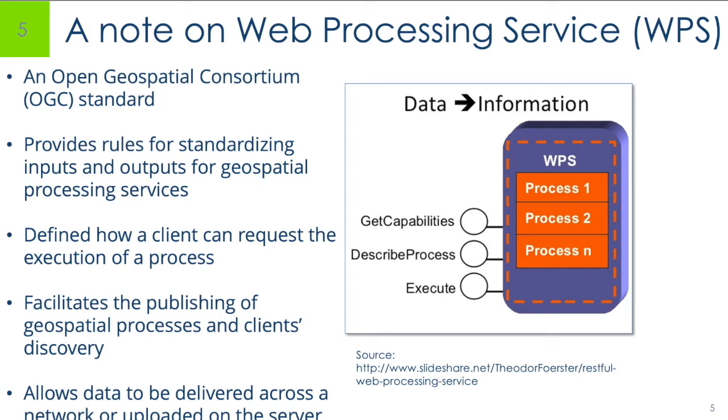So let's just quickly go over this Web Processing Service standard that we use in the computational engine. It is an Open Geospatial Consortium standard. It provides rules for standardizing inputs and outputs for geospatial processing services, but it has been adapted to any service. It defines how a client can request the execution of a process, facilitates the publishing of geospatial processes and client discovery, and allows data to be delivered across a network or uploaded on the server.